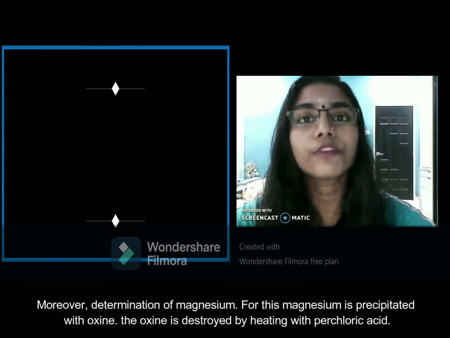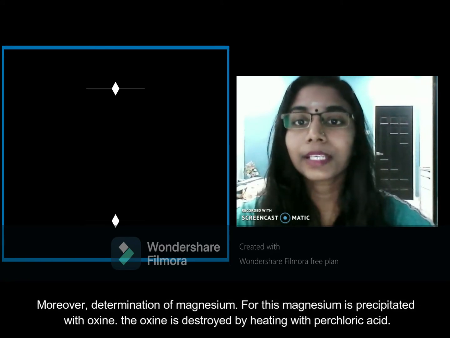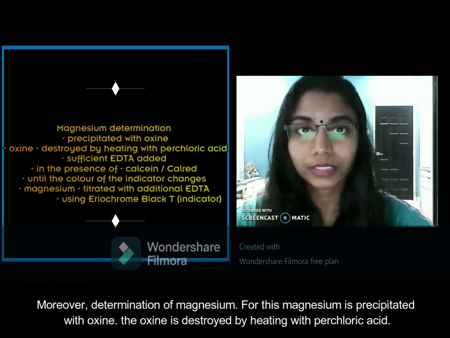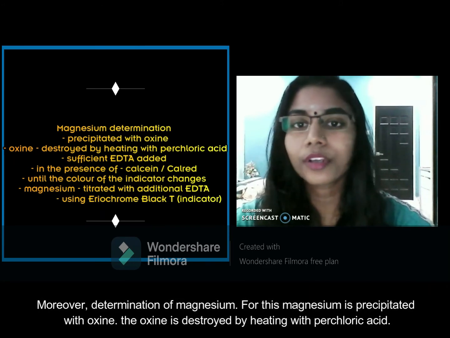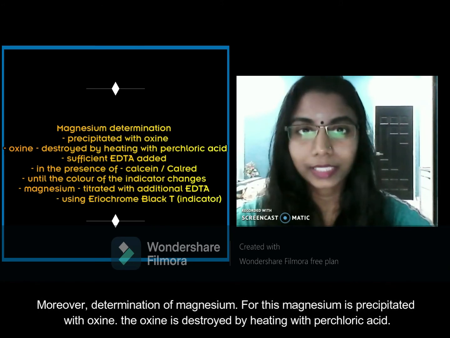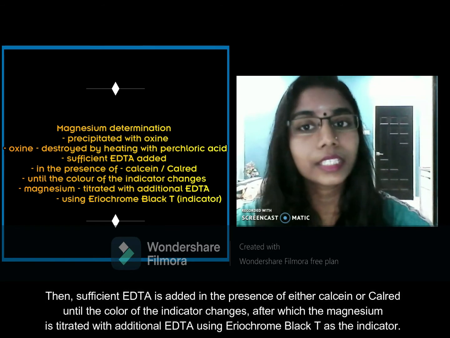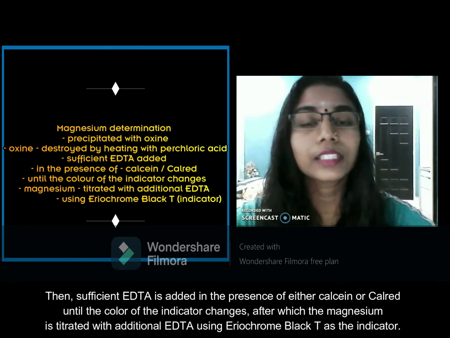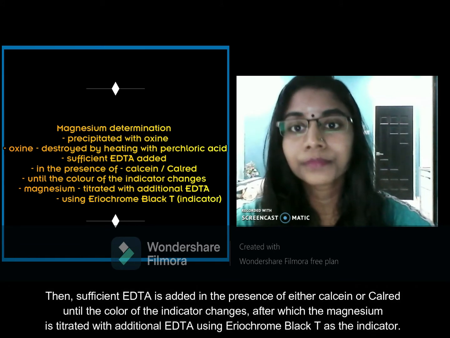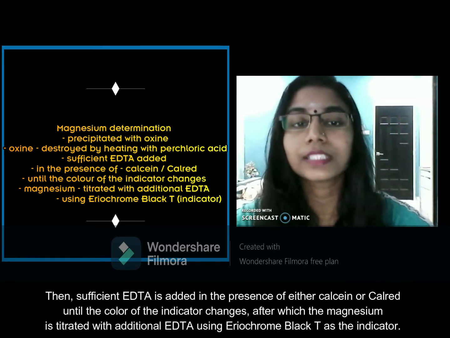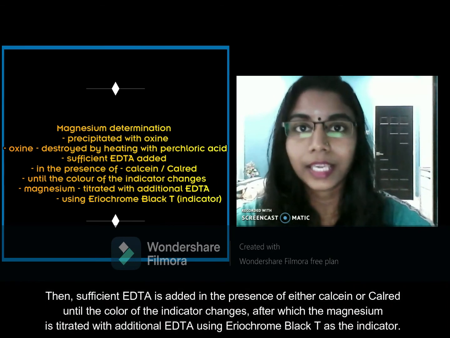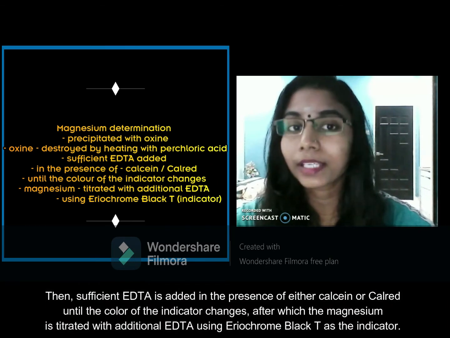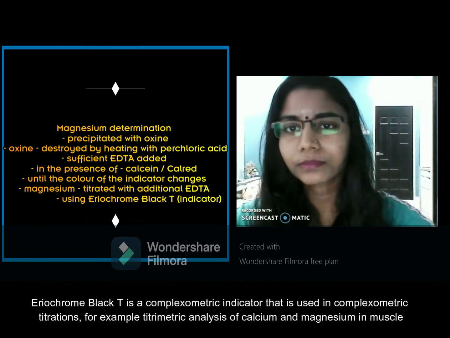Moreover, for the determination of magnesium, magnesium is precipitated with oxine. The oxine is destroyed by heating with perchloric acid. Then sufficient EDTA is added in the presence of either calcein or calcon until the color of the indicator changes, after which the magnesium is titrated with additional EDTA using Eriochrome Black T as the indicator.